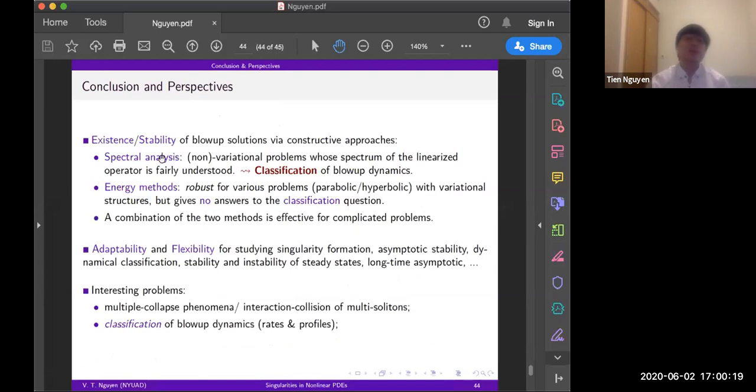So we have shown you the constructive approach for the existence of the blow-up solution. I also gave you the idea of how to prove the stability of the blow-up solution, based on a spectral analysis or energy method, or a combination of the two methods for a complicated problem like Keller-Segel. And two interesting problems that we are working on in progress are the description of the multiple collapse phenomena, or the so-called construction of the multi-soliton, and the challenging question about the classification of all possible blow-up dynamics.